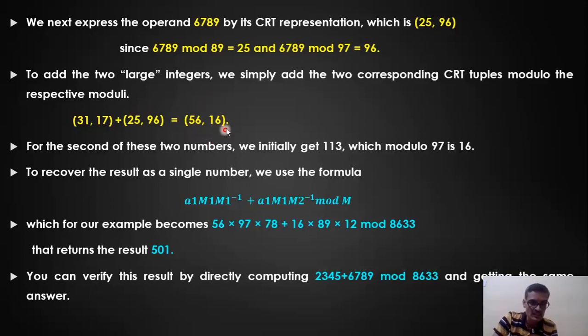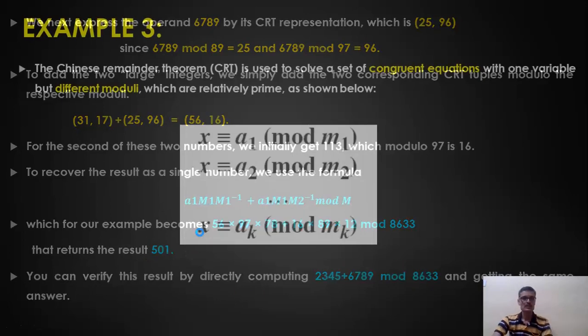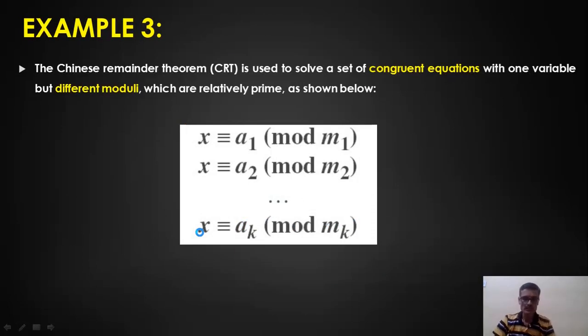Now I have to convert this back into the actual sum, a large number. What is the method? Use this technique again, where we have to use the inverse which we found earlier. I'll get the answer as 501. This is the actual answer for the addition of those two numbers with the modulus of 8633. Remember, these two numbers added with mod 8633, the answer is 501.